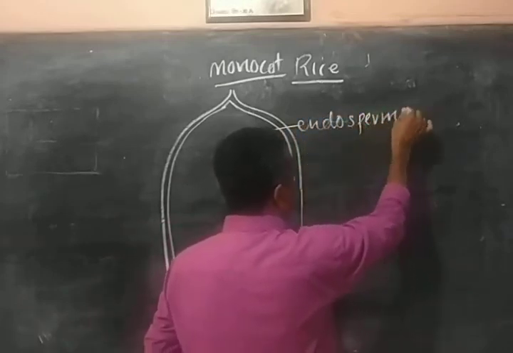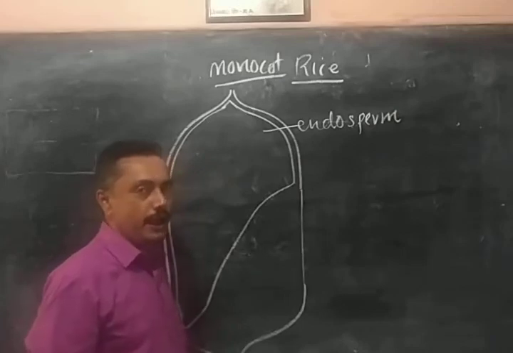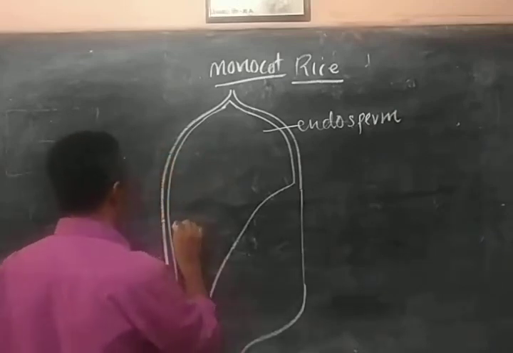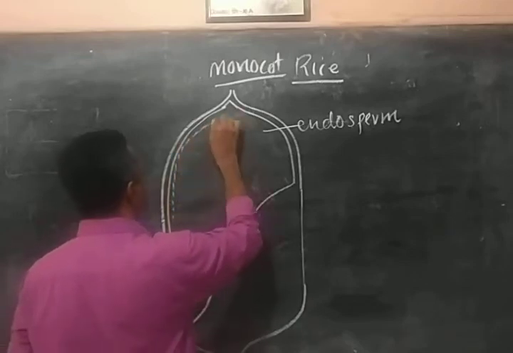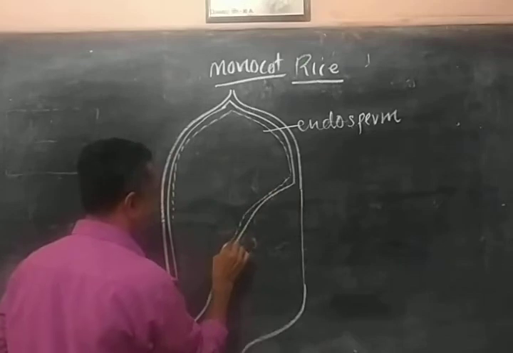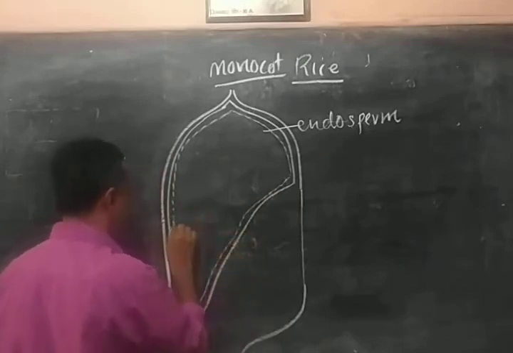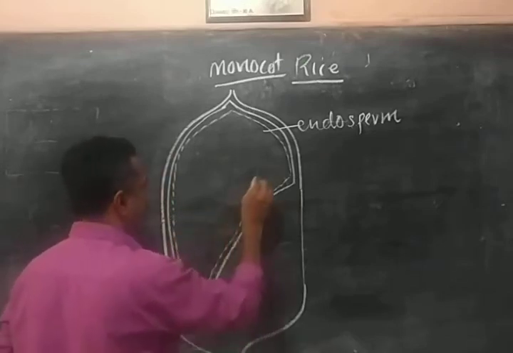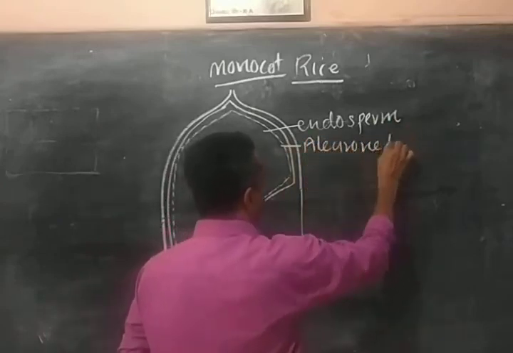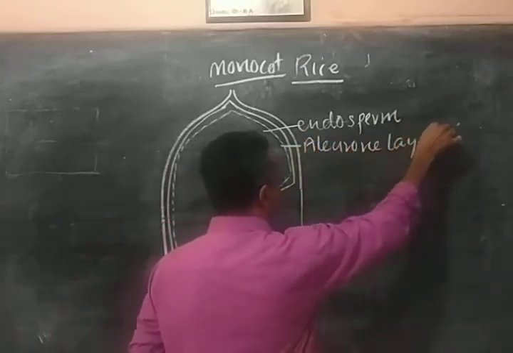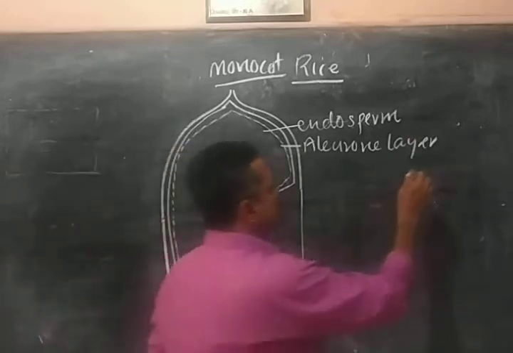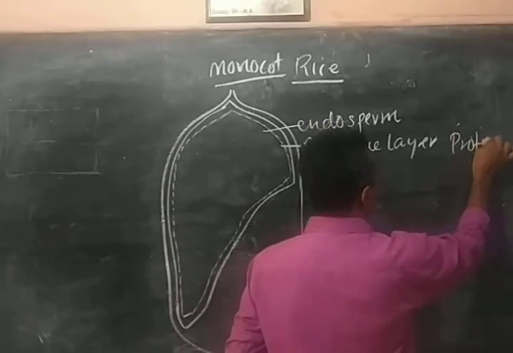Storage food is called endosperm. And endosperm is covered by a protein covering called the aleurone layer. This aleurone layer is a protein covering.